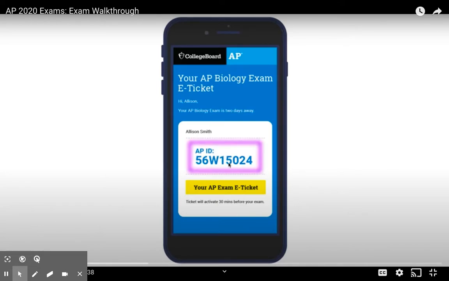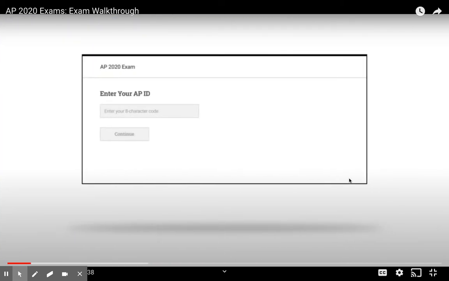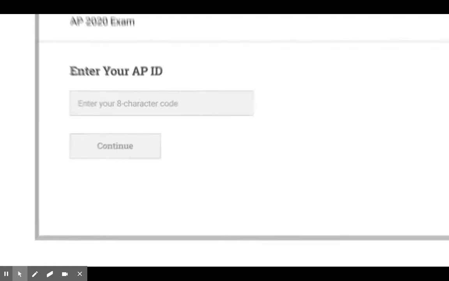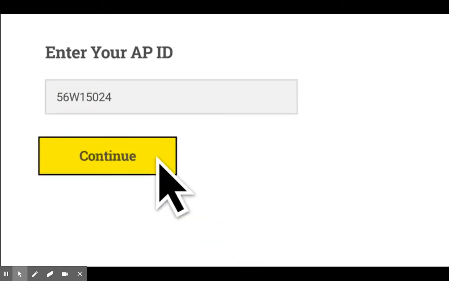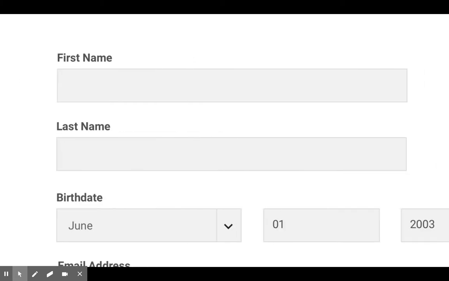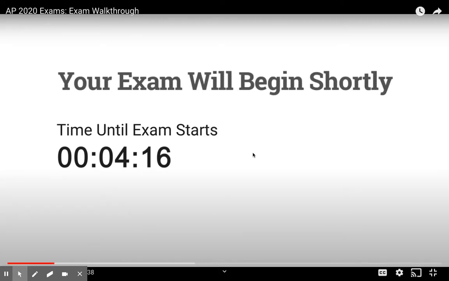your AP ID and an e-ticket that will take you to your personalized exam. So that's your exam. Check in 30 minutes before your exam starts. Enter your 8-character AP ID, and then fill out all your personal information, which will take you 30 minutes. The timer at the bottom of the screen. Hit continue. The exam. So even the check-in period, which is 30 minutes, will have a timer on the bottom.